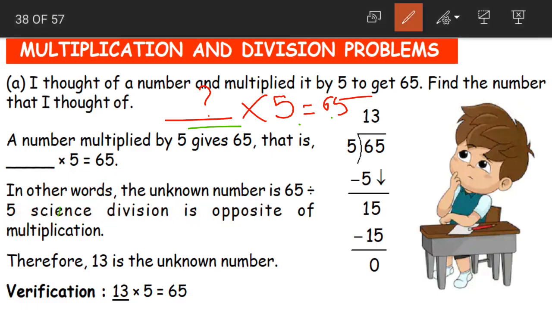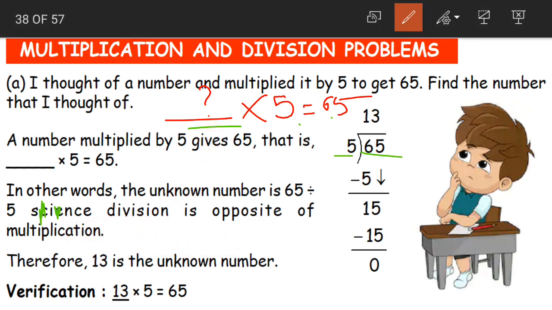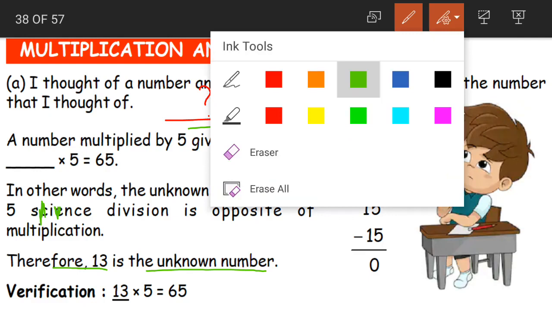Since division is opposite of multiplication. Yes or no? Division is the opposite of multiplication. So that is why if we divide these two numbers, we will get our other factor. Therefore 13 is the unknown number. Yes, 65 divided by 5, we got 13 as our answer. So this 13 becomes our unknown number.